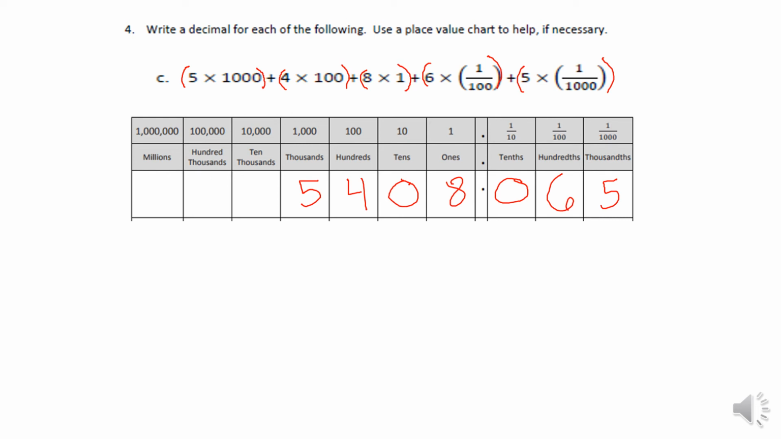Now you notice here, my parentheses where I broke it apart did not include the addition sign. You don't have to do that, but I kind of like doing that because I can see each place value that way.